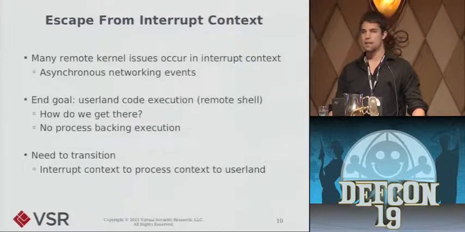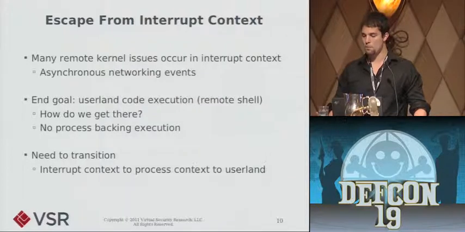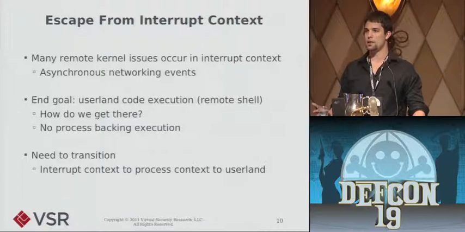And the final challenge, in my opinion, with writing these exploits is they frequently occur in what's known as interrupt context. So, 10-second operating system 101. When a process makes a system call, it is executing kernel code in what's known as process context, where the thread of execution has a userland application, a process, associated with it. But in contrast, when you're dealing with receiving asynchronous events, like receiving networking data, the kernel is running in what's known as interrupt context.